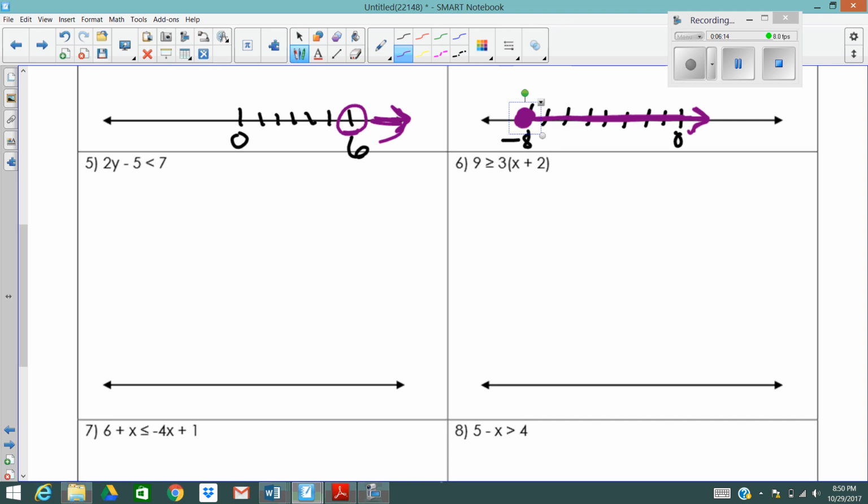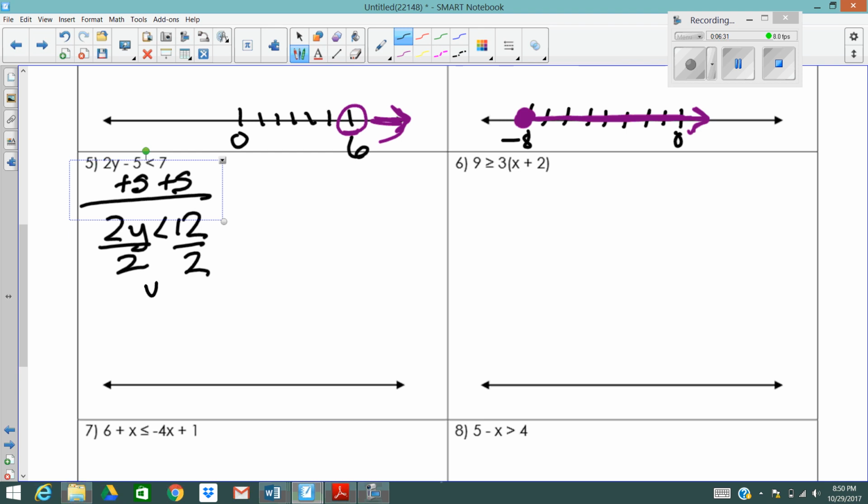Number 5, I need to isolate the y before I can graph my solution. So I'm going to add 5 to both sides. I get 2y is less than 12. Divide both sides by 2. And we get y is less than 6.